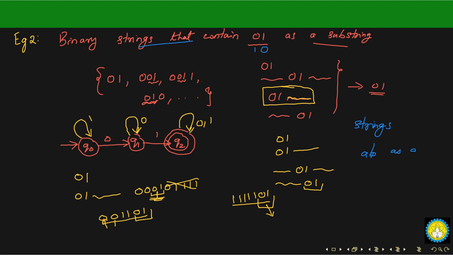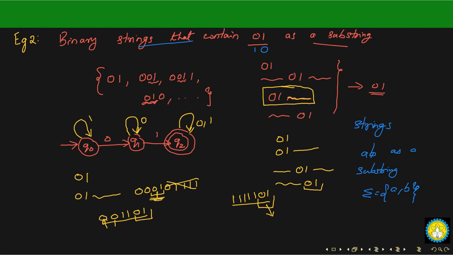Strings that contain AB as a substring, where the alphabet set is defined as A, B. So your alphabet contains only A and B, and you are asked to design a DFA to accept strings that contain AB as a substring. Similarly, this can be reversed also.